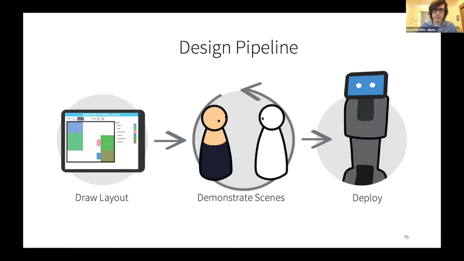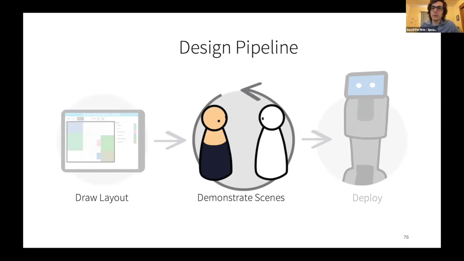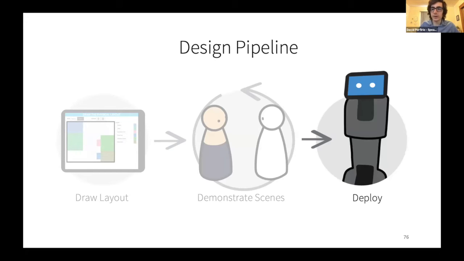Okay, so now I'd like to get into the nitty-gritty of how Figaro works. So this is what the design pipeline within Figaro looks like. First, users would draw out the physical layout of their target environment, and they would do this on an external tablet interface. And this is another reason why we opted to go for abstract representations of the real world, so that users could draw out what they expect the real world to look like. So then users would demonstrate scenes of an interaction, similar to with Synth, but with figurines on a tabletop. And finally, users can deploy their interaction designs on a robot.